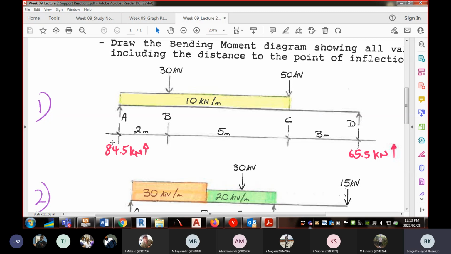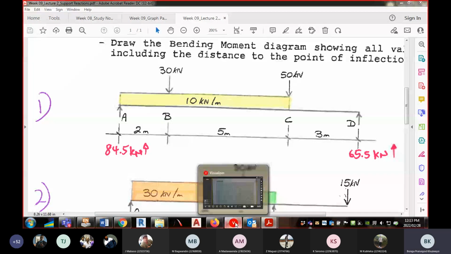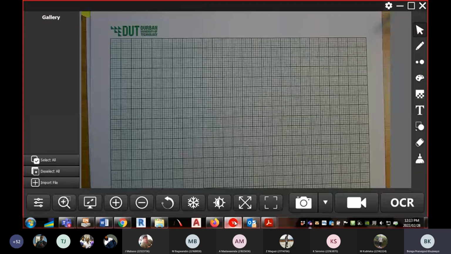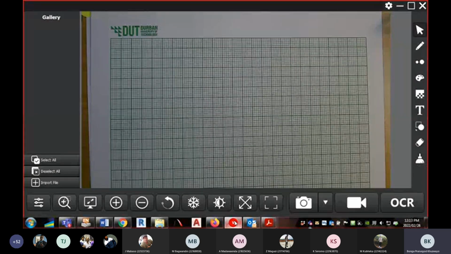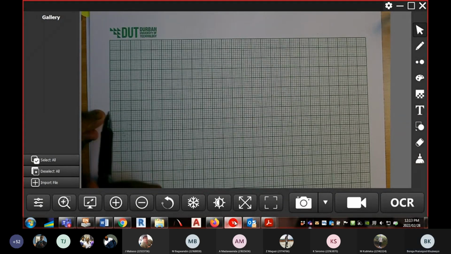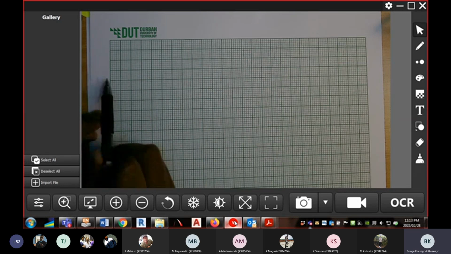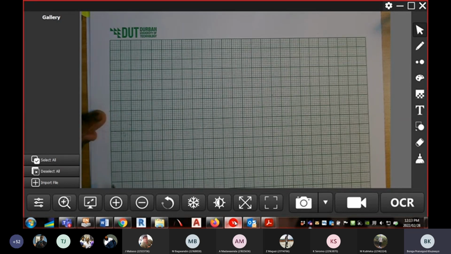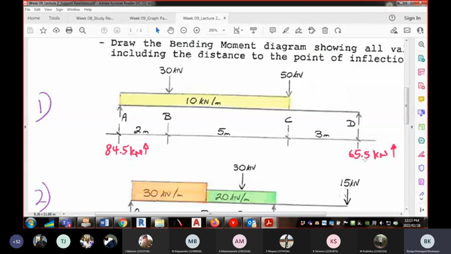So what I can do is this. I'm going to say, right, I've got 84.5 on the left hand side. So what I can do now is this. Let me say, okay, if this is my zero line here, and I'm taking this as 20, 40, 60, 80, 100, I'm fine, I'm sorted. If we're going downwards, then I'm still okay: 20, 40, 60, and the support reaction on this side is 65.5.